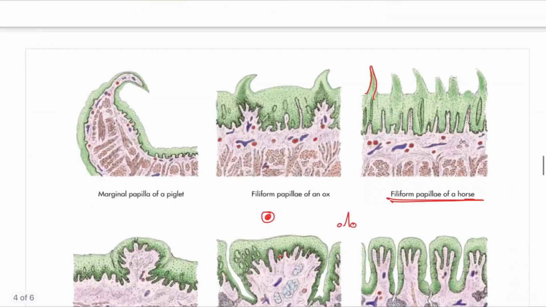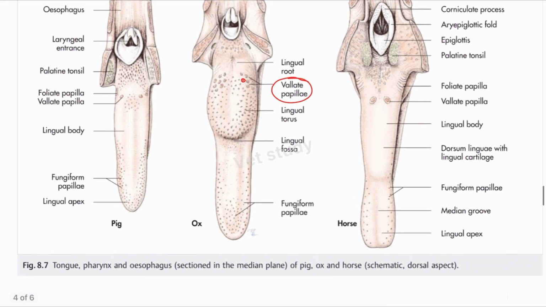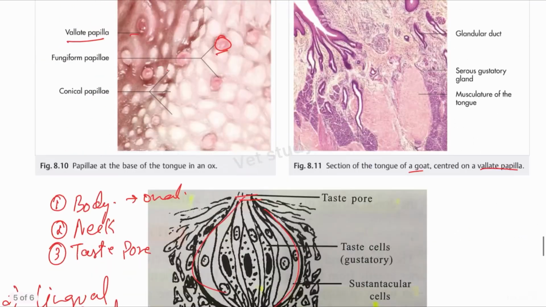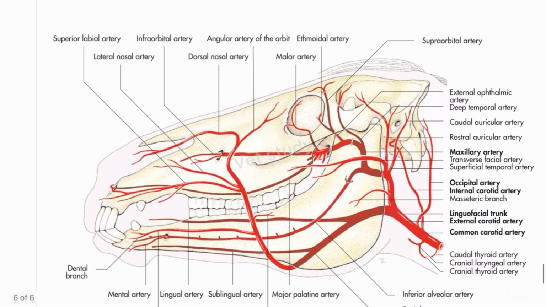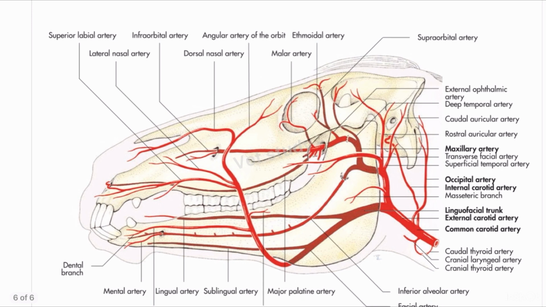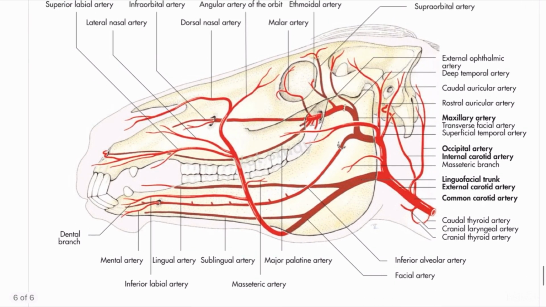Now let's discuss the blood supply and the nerve supply. We already discussed everything about the tongue, and we will discuss species differences in the next video, otherwise this video will be very long. So let's discuss the blood supply. The blood supply is through the lingual branch. This is the lingual artery, right? So the blood is supplied through the lingual branch of the linguofacial artery.